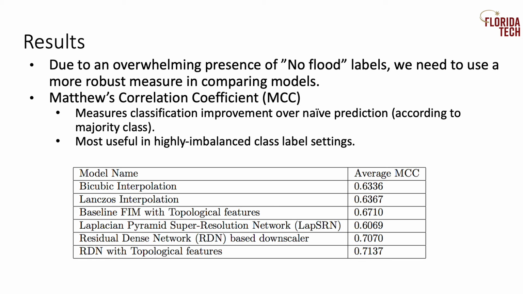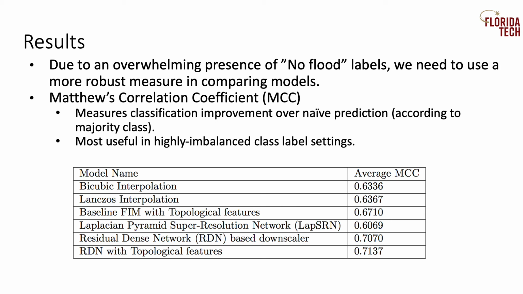Moving on to our results. It is to be noted that due to an overwhelming presence of no flood labels in the ground truth, we needed to use a more robust measure in comparing the models. We chose Matthews correlation coefficient. This measures the classification improvement over naive predictions, that is, one where we choose the majority class label.